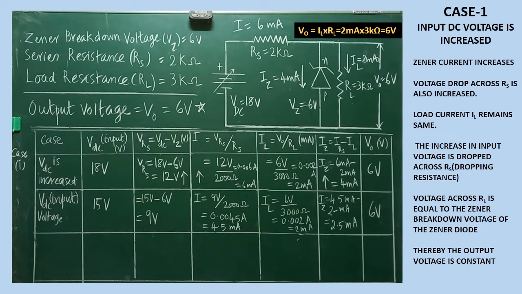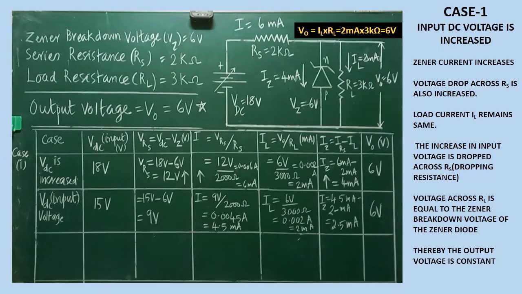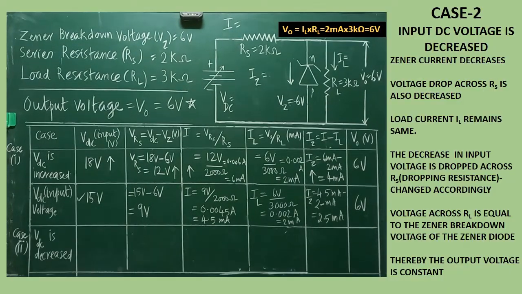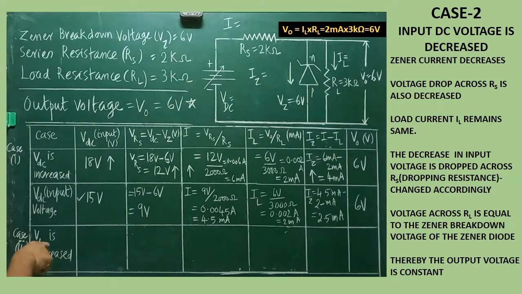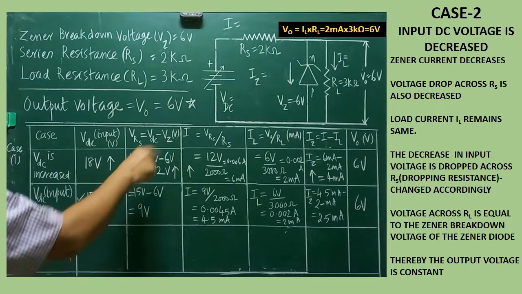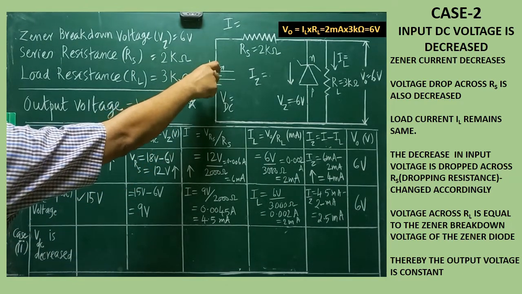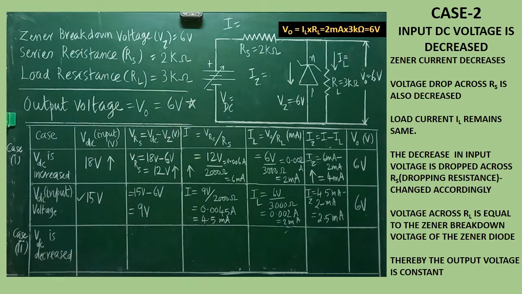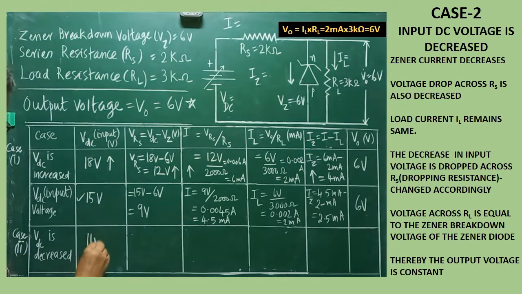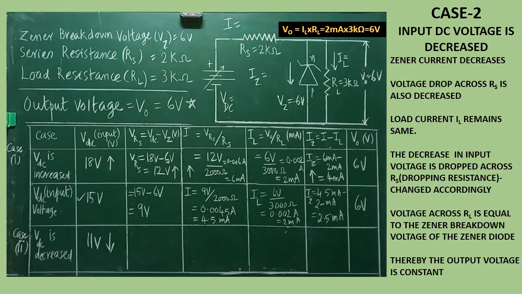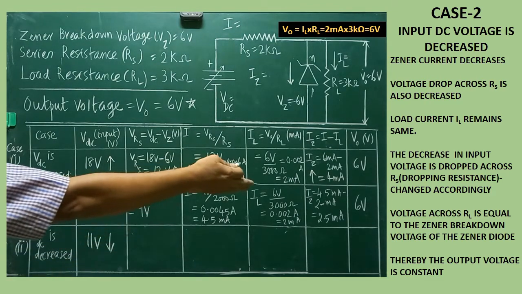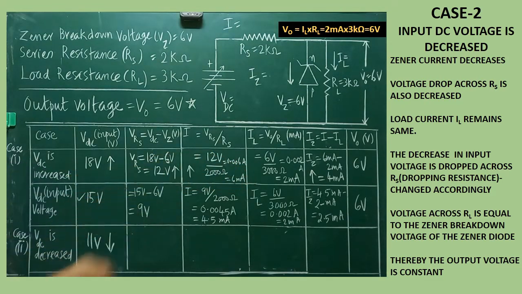Now we are going to learn the second case. Now we are going to see the case 2. In case 2, we are going to decrease the input voltage. By dialing this knob here, we are able to decrease the input DC voltage. So compared to the reference value, now the voltage is reduced to 11 volt. The input voltage is 11 volt. We will see how the constant output voltage is obtained at the end.